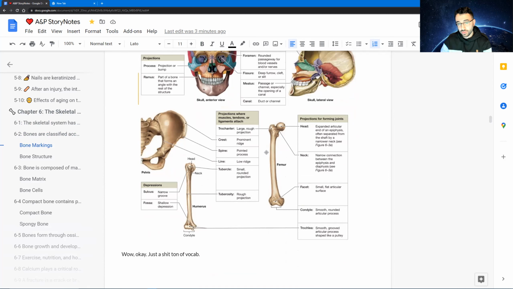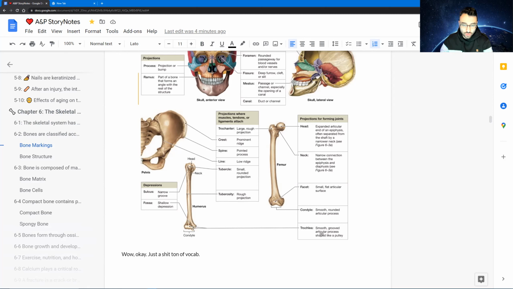This will be on the lateral side. A head, this is our hip socket here of the femur. The neck is going to connect that head to the main body here. A facet is like a little flat surface. A condyle is kind of like when you see cartoon dog bones, with two heads and kind of an internal part. That's the condyle, that smooth process in between, pretty sure.